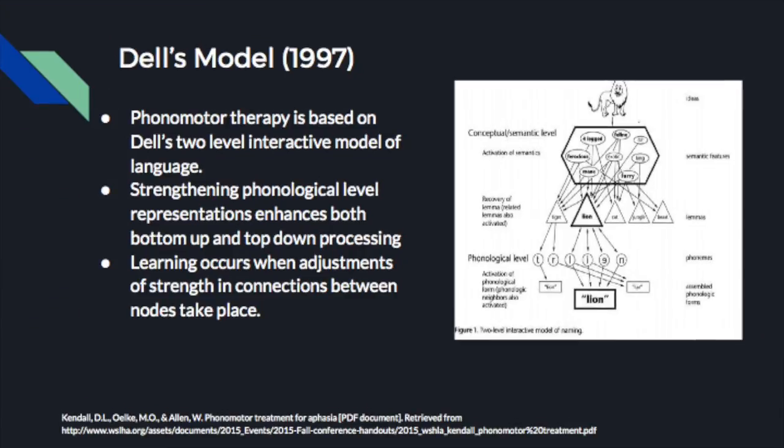Phonomotor therapy is based on Dell's two-level interactive model of language. By strengthening the phonological level representations, both bottom-up and top-down processing is enhanced through bidirectional spread of activation. Through phonomotor therapy, weak phonological representations become stronger and easier to access when a word is activated. This results in an improved production of the word. Learning occurs when the adjustments of strength and connections between nodes take place.